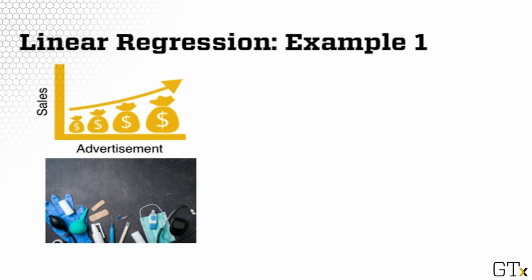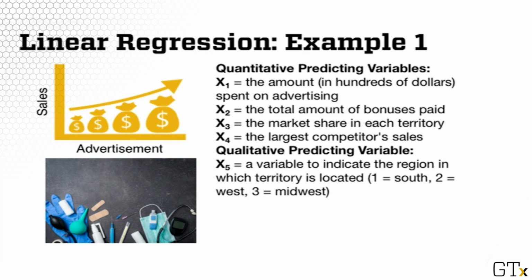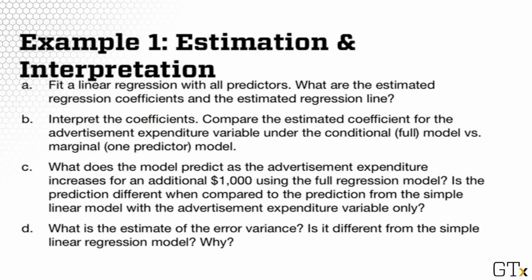Let's return to the example. We're interested in the relationship between advertisement expenditure and sales. And again, this is a set of predictive variables divided into quantitative and qualitative predicting variables. This is a set of questions we may be interested to address in such an example. We would like to first fit a linear regression with all predictors and estimate the regression coefficients.